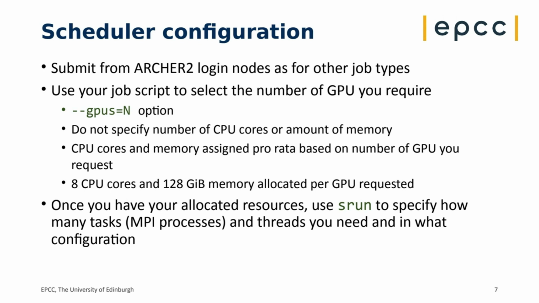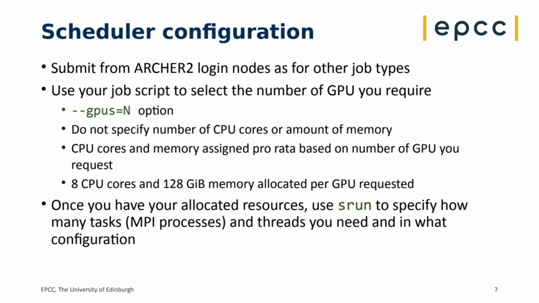You're given an amount of CPU cores and an amount of memory commensurate with the amount of GPUs requested, because these nodes can be shared between multiple users, because we want to give as many people access as possible. So if you request 1 GPU, then you'll get 8 CPU cores and 128 gigabytes of memory. So that's a quarter of the memory and a quarter of the CPU cores. If you get exclusive access, you get obviously all the GPUs and all the cores and all the memory on a node.